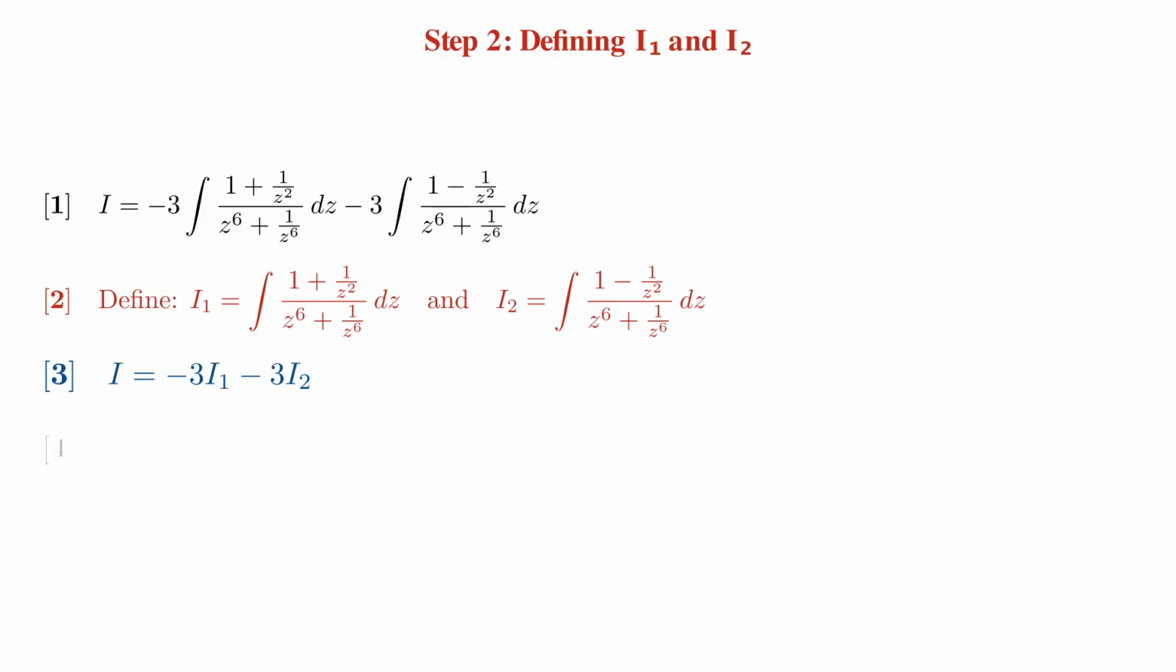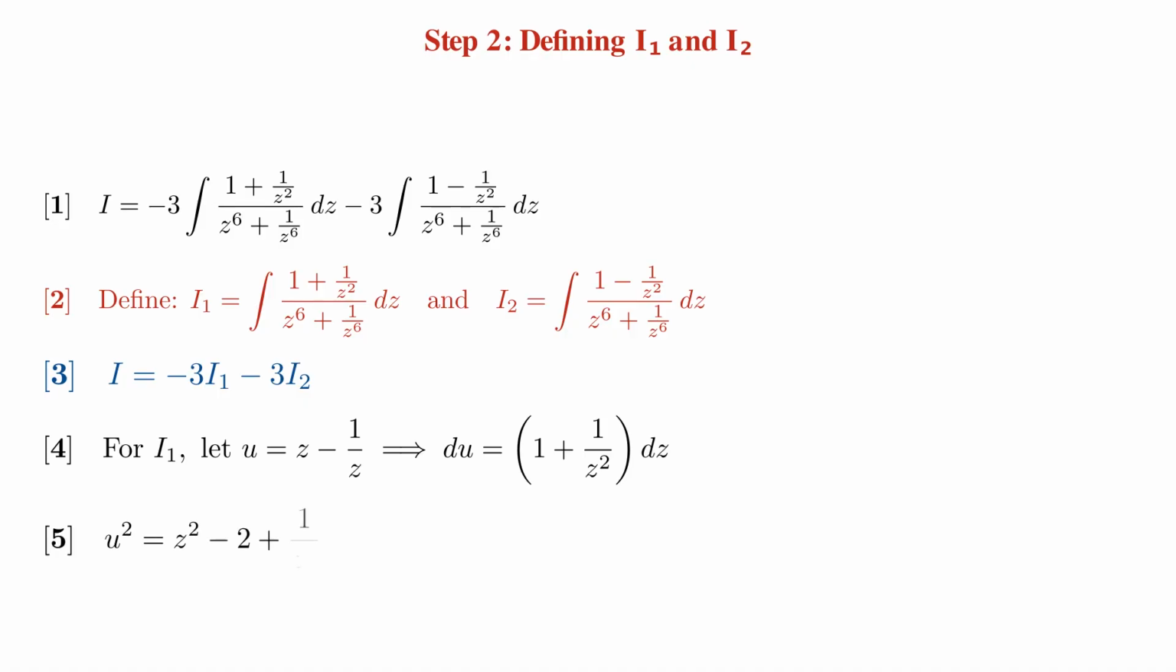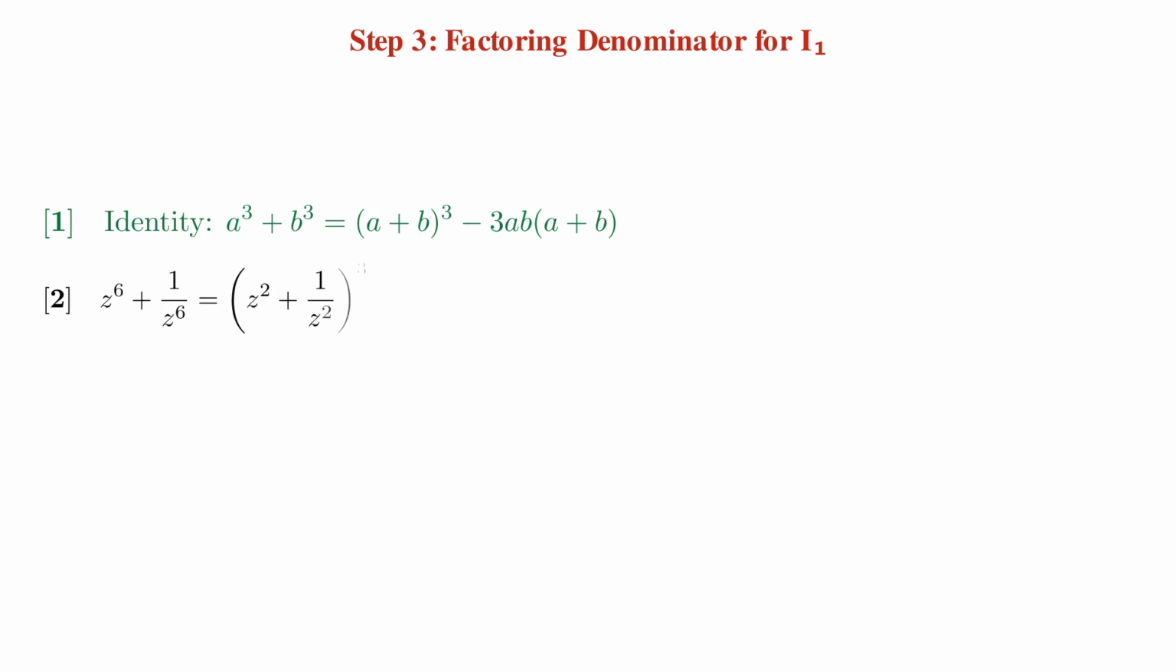To evaluate I1, set u equals z minus 1 over z. The differential du is 1 plus 1 over z squared dz. Squaring u gives z squared plus 1 over z squared equals u squared plus 2. We apply the algebraic identity for the sum of cubes, expressing z to the sixth plus 1 over z to the sixth in terms of z squared plus 1 over z squared.